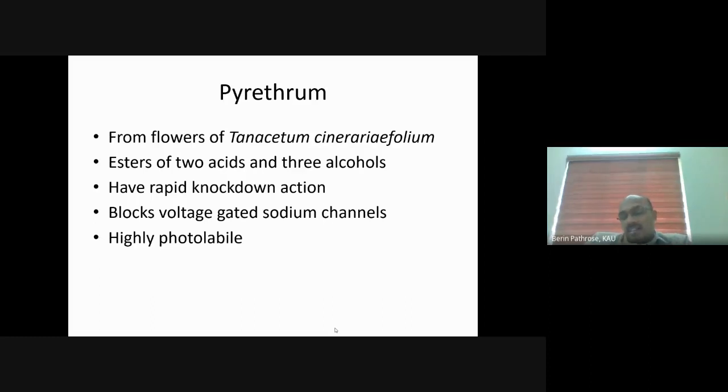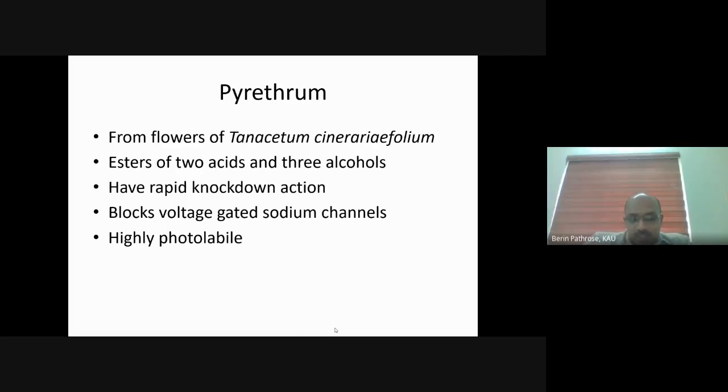And it is acting just as synthetic pyrethroids. It is acting on voltage gated sodium channels. But the major problem with the natural pyrethrum is that it is highly photolabile. That means it degrades under sunlight. That's why we have evolved synthetic pyrethroids. Understand the difference between the terminology. The natural material, it is called as the pyrethrum, and the synthetic material, we call it as pyrethroids.